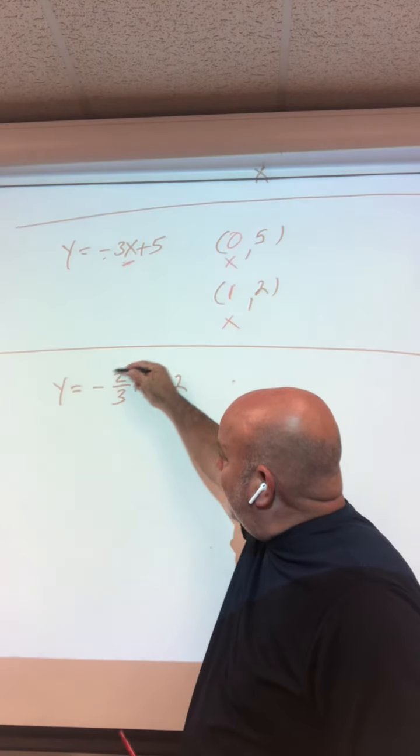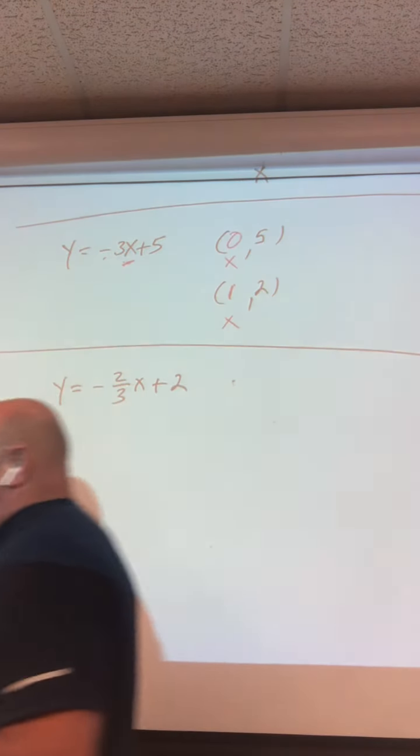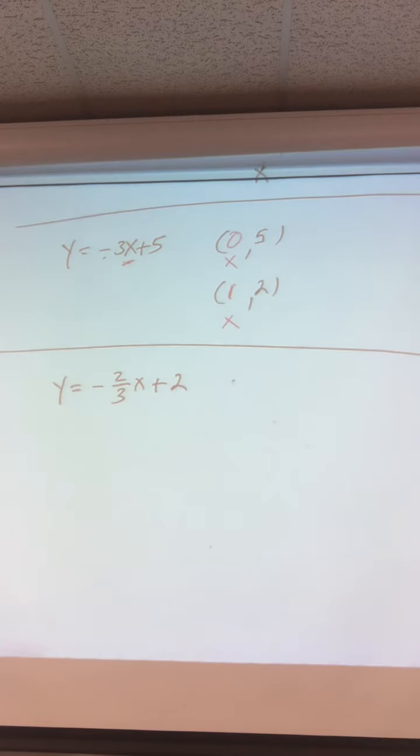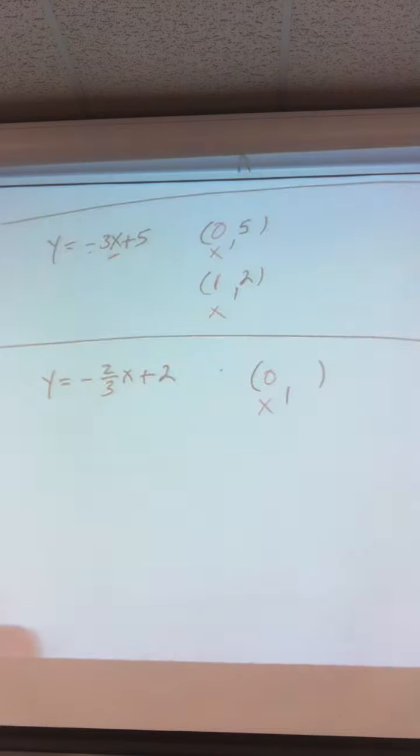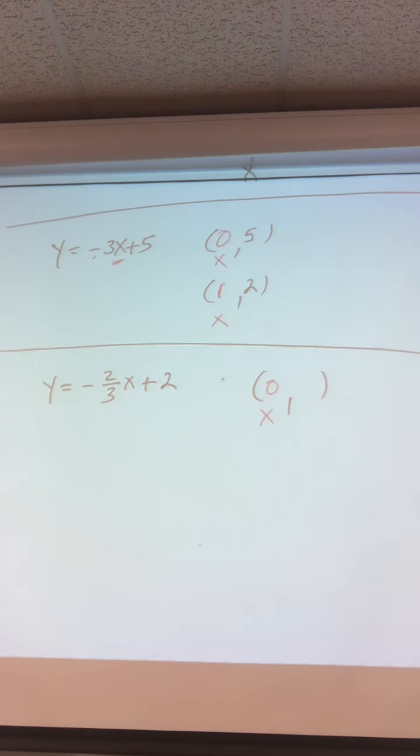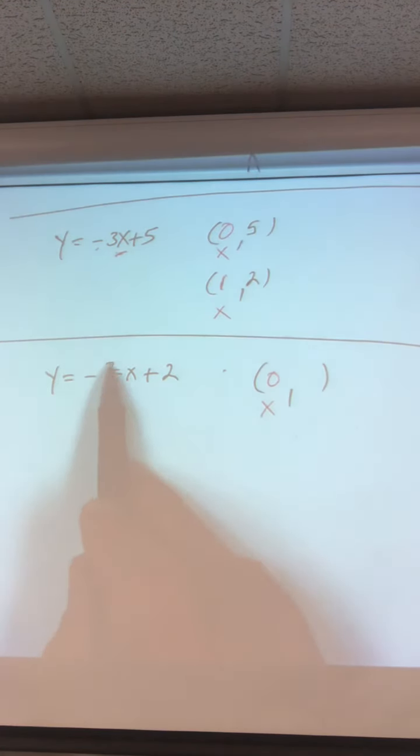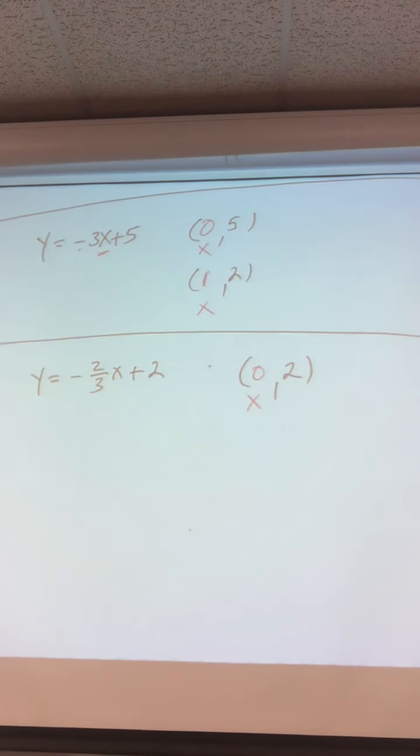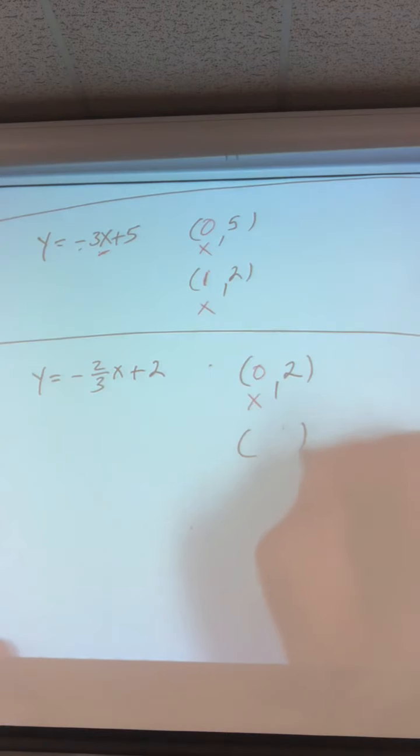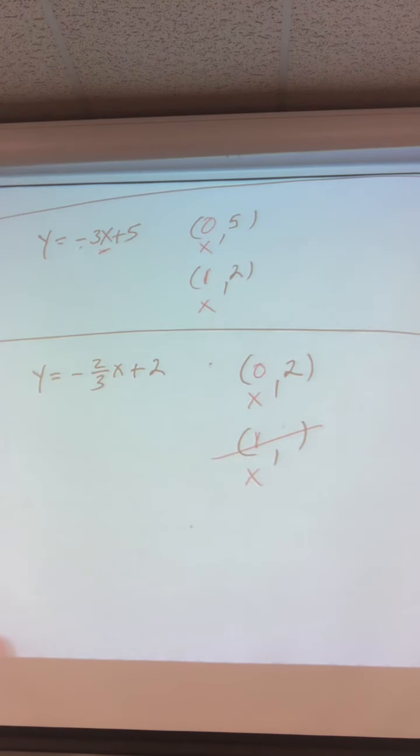If there's a fraction in front of x, go ahead and choose the first x to be 0. And the reason is that's not going to give you a fraction. All right, let's do that. Negative 2/3 times 0 is 0. And 0 plus 2 is 2. But if I do it again, as I just showed you, and I let x be 1, that's going to give me a fraction.